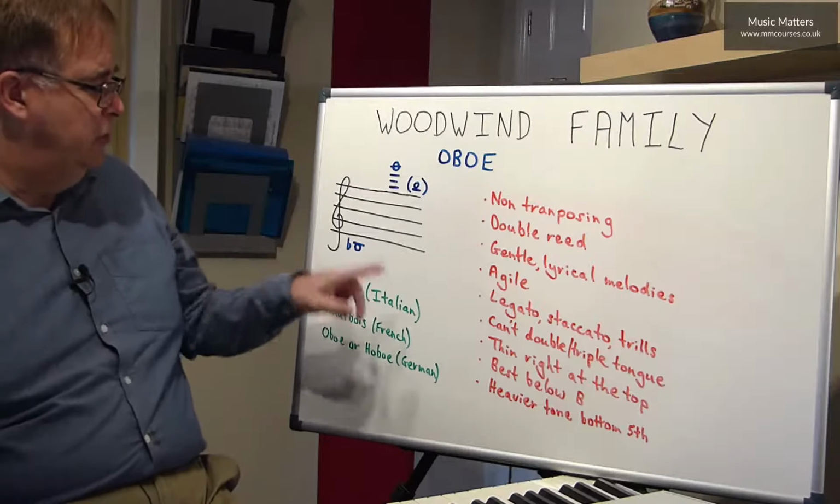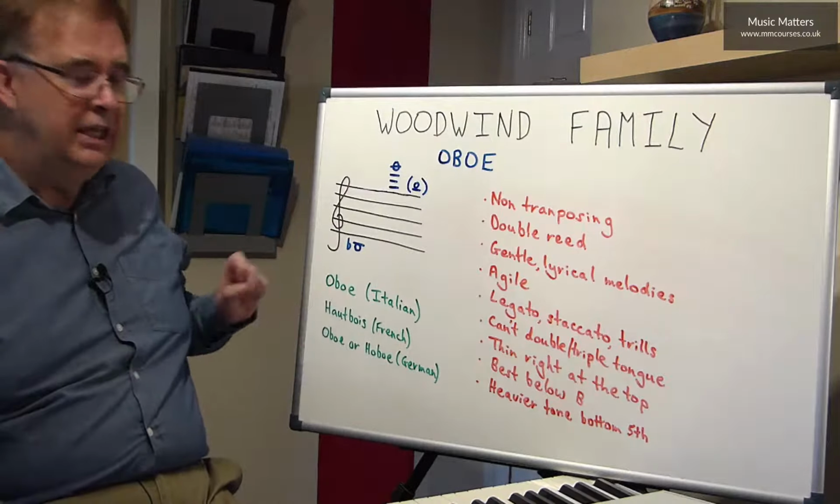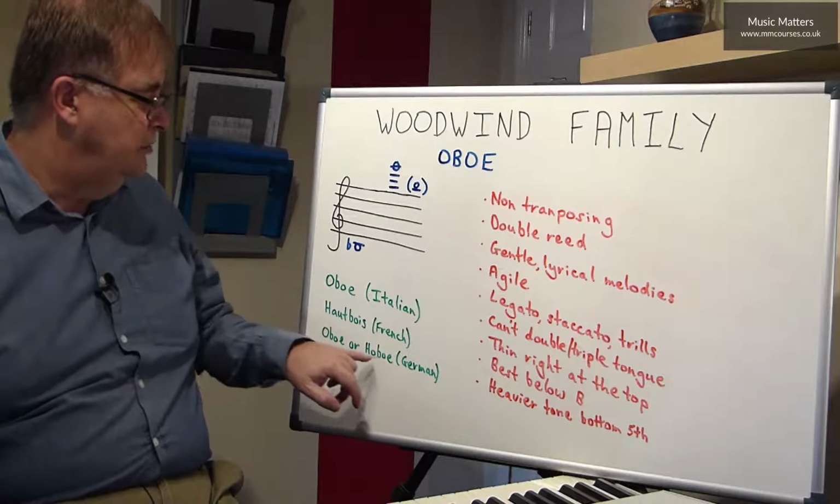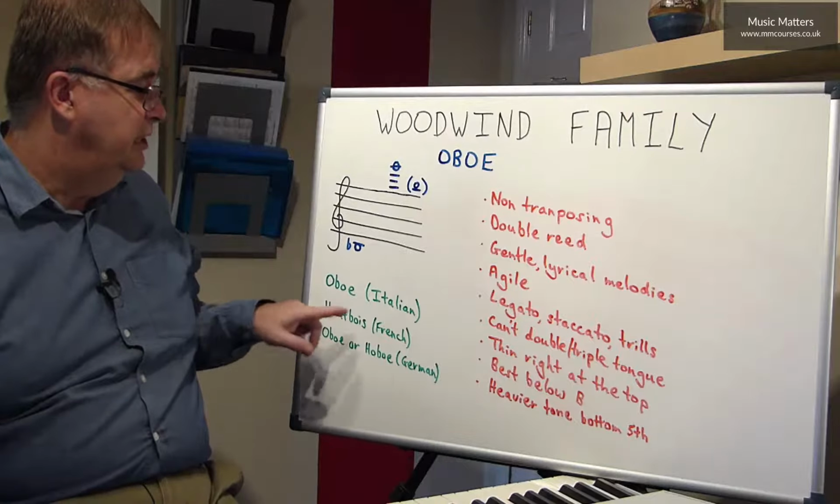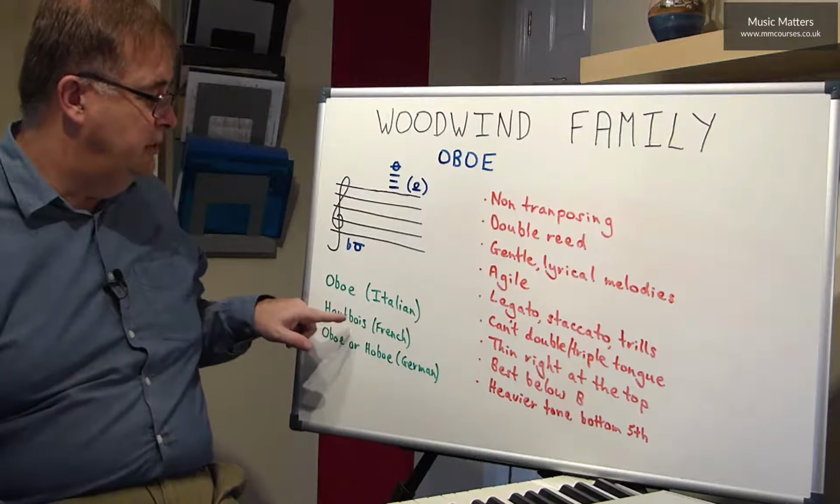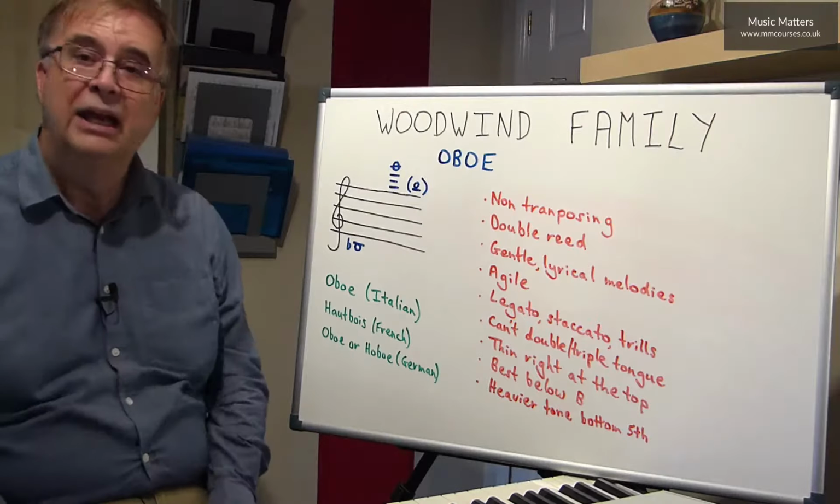Here we are in 3 languages. It's pretty obvious what it is in Italian. It's pretty obvious what it is in German. You've just got these 2 possible words for it. The French is a little less obvious, the hautbois, but there it is, that's the term for oboe in French.